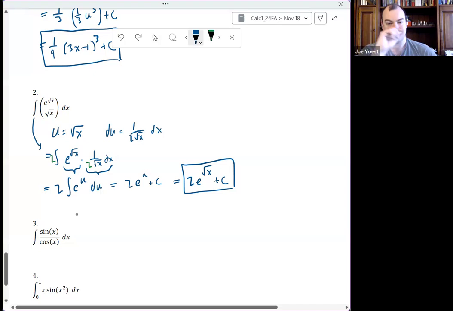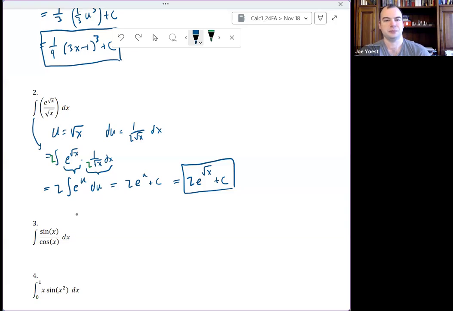So we have 2 e to the u plus c, and then I plug my square root of x back in for u, 2 e to the root x plus c.